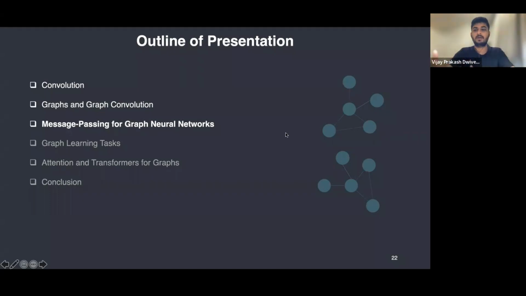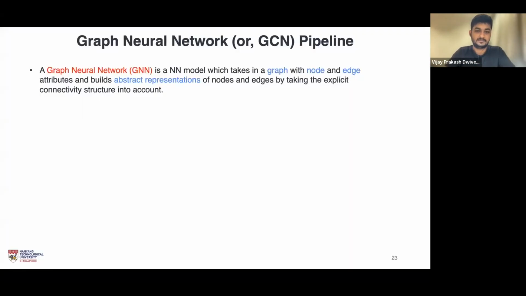So we have now come to a stage where we started from convolution on images. We saw what the challenges are when we try to generalize to graphs, and then we developed graph convolution both in the spectral domain and the spatial domain. So now we'll try to understand the same architecture from a different perspective of message passing. And when we understand message passing, it becomes a core mechanism on which mostly all of the GNNs are built.